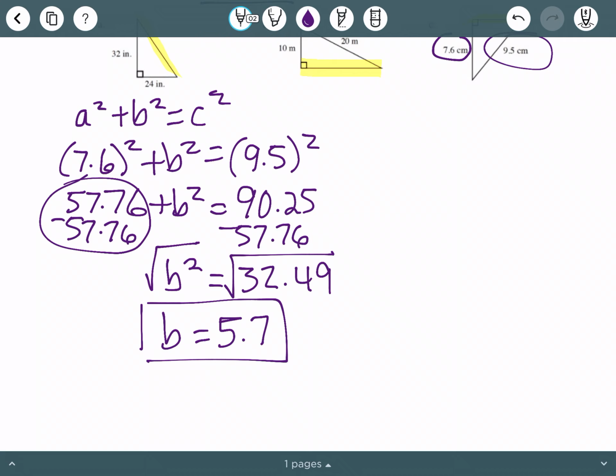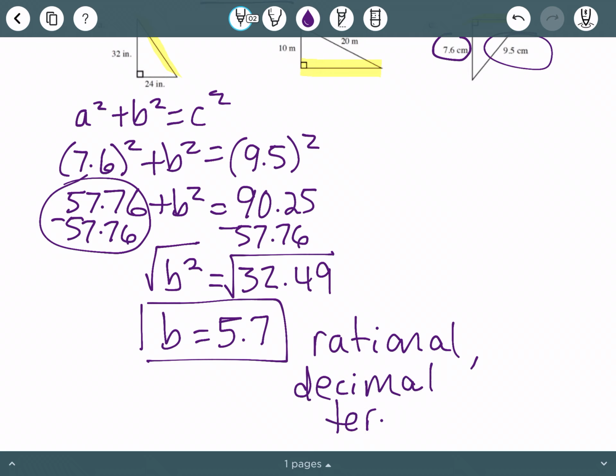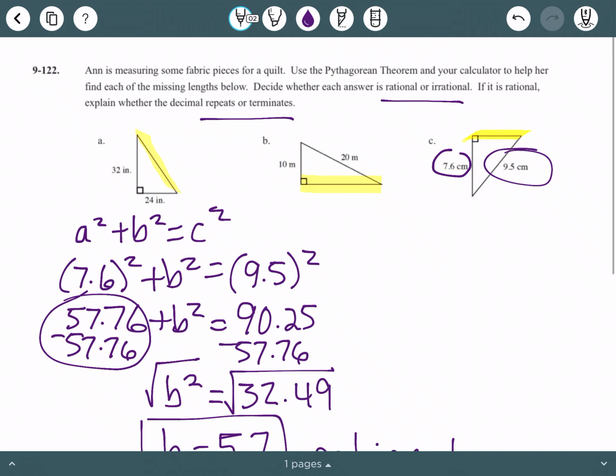And this is a rational number. The reason it's rational is because the decimal terminates. Remember, terminate just means end, so it does end after that 7. There are no more digits. It's just 5.7. All right, once you have that all written down, then you are good on problem 9-122.